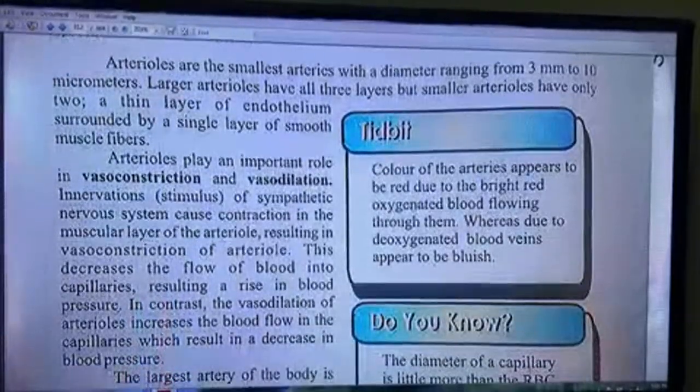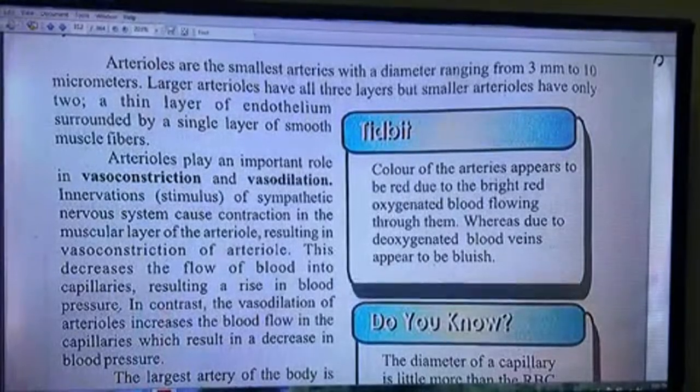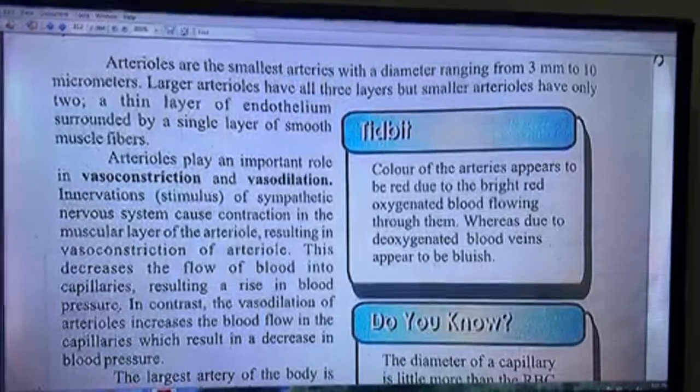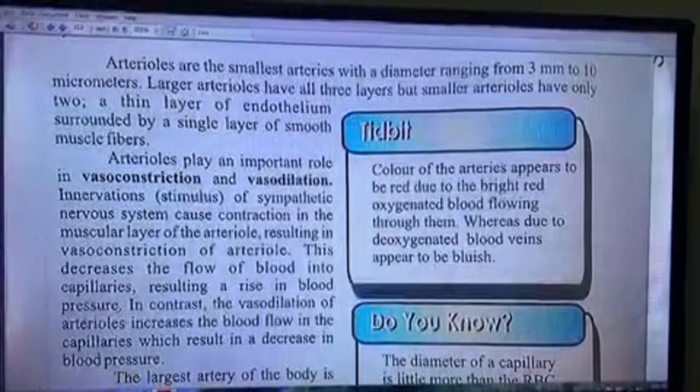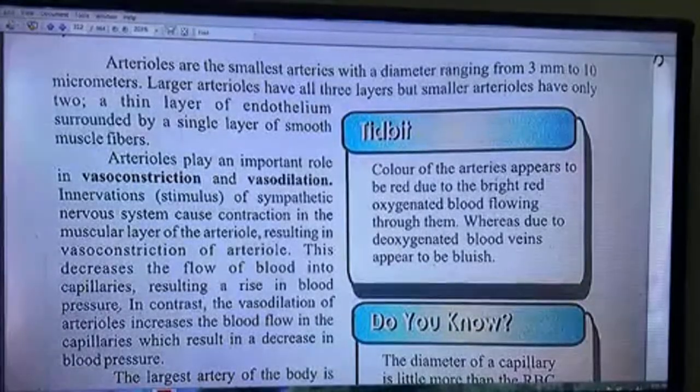Arterioles are the smallest arteries with a diameter ranging from 3 mm to 10 micrometer. Larger arterioles have all three layers, but smaller arterioles have only two: a thin layer of endothelium surrounded by a single layer of smooth muscle fibers.